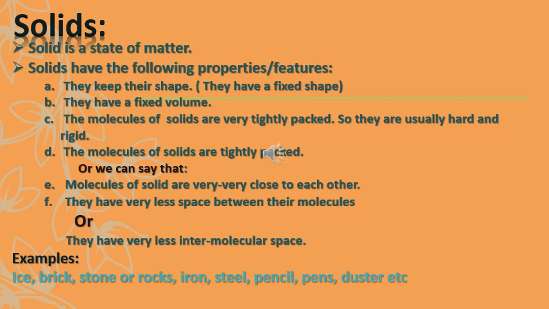Or we can say that the molecules of solids are very close to each other, which means there is very little intermolecular space between the molecules of solids, and that is the reason why solids are hard and rigid. So now we know that solids have a fixed shape, they have a fixed volume, their molecules are tightly packed, and they have very little intermolecular space. Examples of solids are ice, brick, stone, rocks, iron, steel, etc.